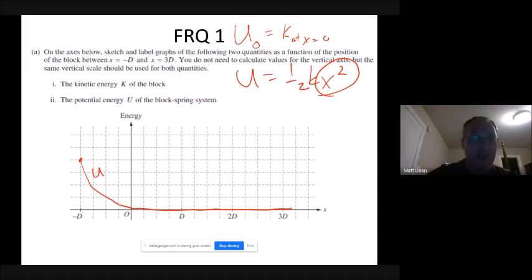What I'm trying to tell you is that we're going to get sort of a concave down curve, maybe something like that. This is going to be the kinetic energy line.